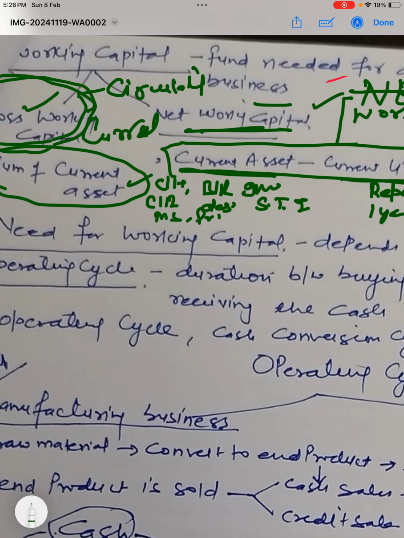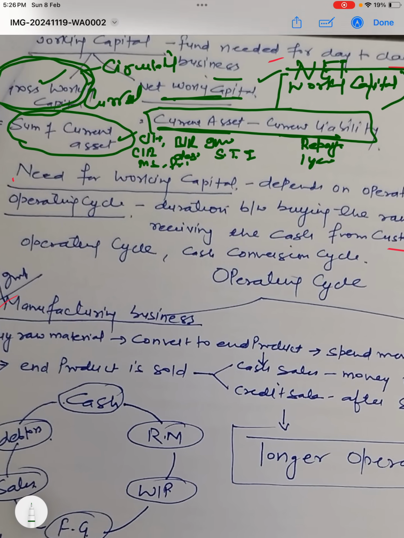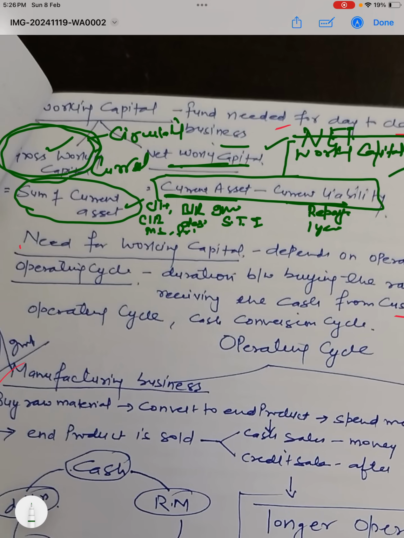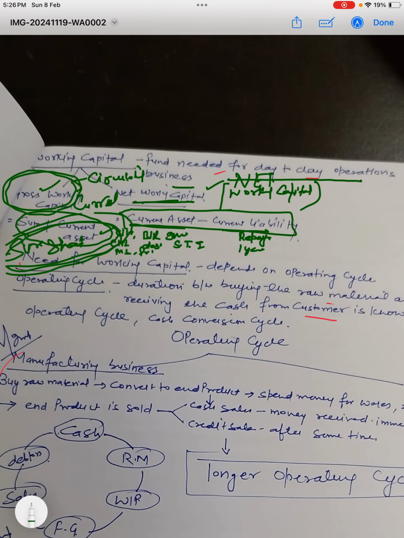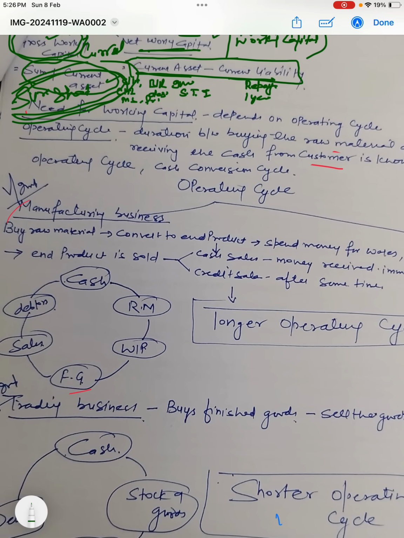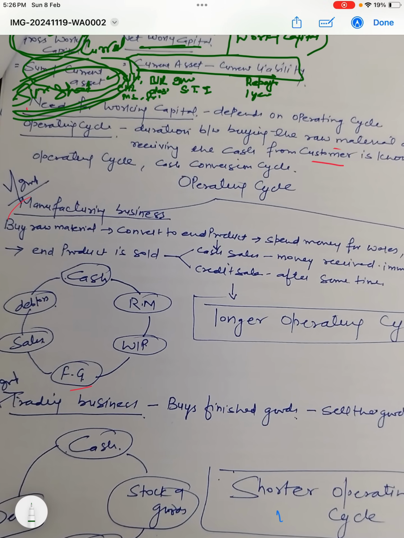Done? Now come to the most important topic, which will be sure shot in your exams. I'm telling you, it will be in your exam. This is a sure shot topic, that is need of working capital. Now it is asking how a business decides how much working capital it needs, whether it needs more working capital or less working capital. It's very easy to decide. You just need to tell me about your operating cycle. What is this operating cycle?